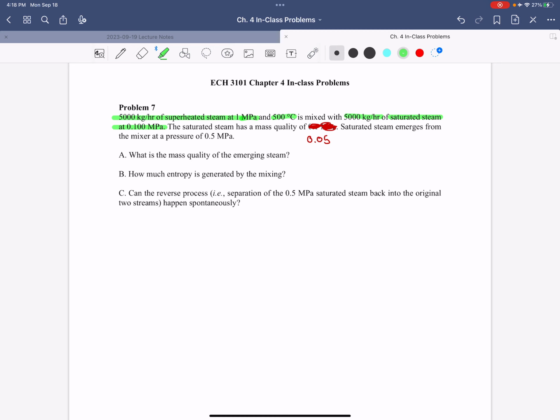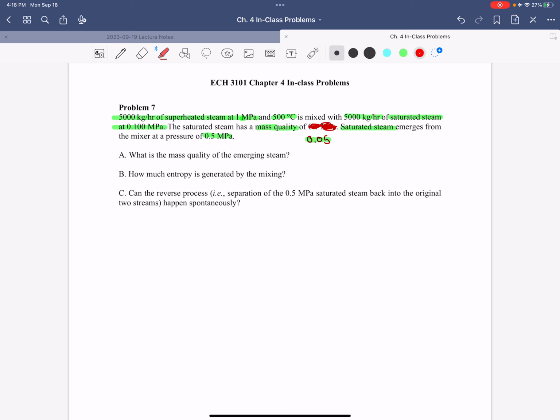And we're told that the saturated steam has a steam quality, and I made a typo here and corrected it. The steam quality is going to be 0.05. And so from the mixer, emerging from it, the outlet, we also get saturated steam that's going to be at a pressure of 0.5 megapascals.